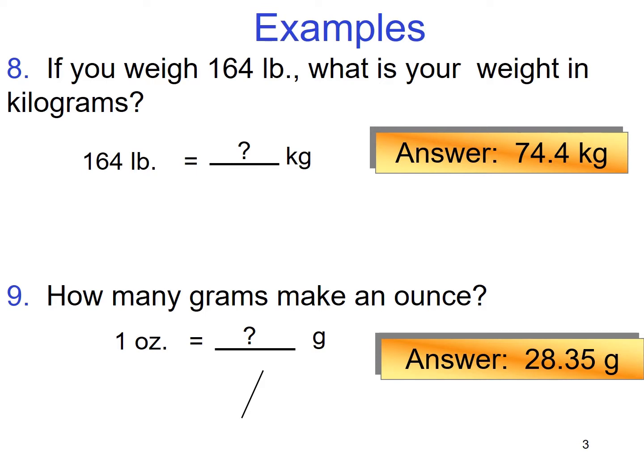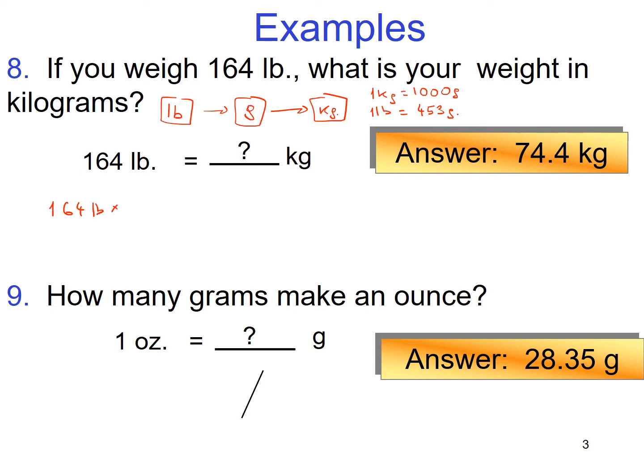So here the answer is 74.4 kilograms and 28.35 grams. And the way that you could link this, for example, the first one going from pounds to kilograms, because there's no direct correlation for this one, you could go from pounds to grams, and then you could convert the grams to kilograms. So remember, a kilogram is 1,000 grams, and a pound is about 453 grams, if I remember correctly.